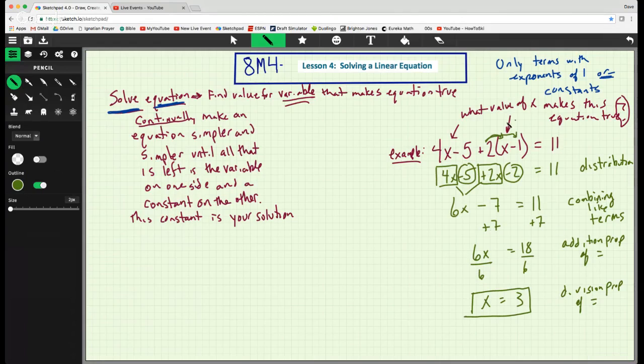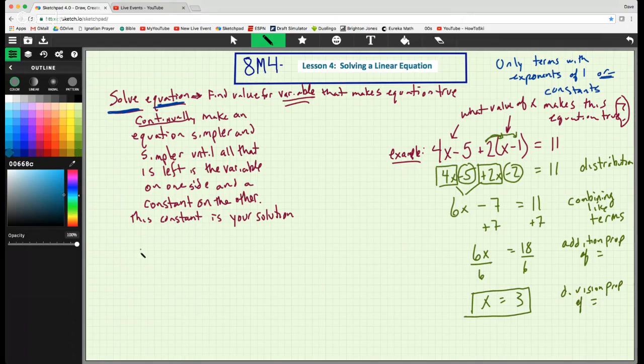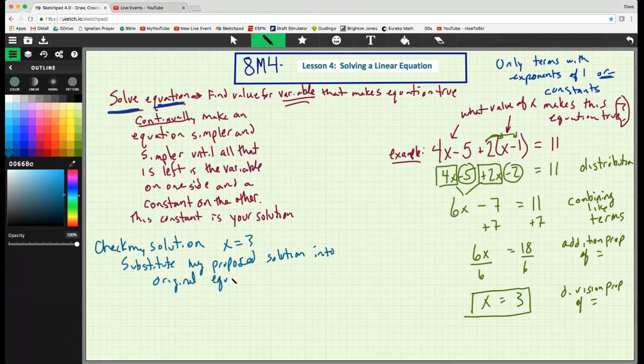Now that's what I think will make this thing work. And now the next step is this thing called your check step. I want to check my solution. I'm pretty sure that x equals 3 works, but the way I check it is I substitute my proposed solution into the original equation and check that both sides are equal.